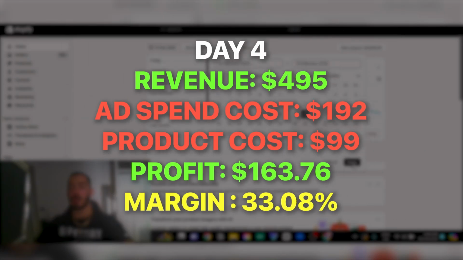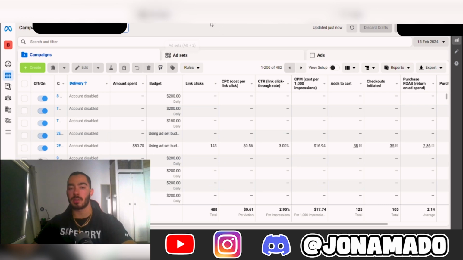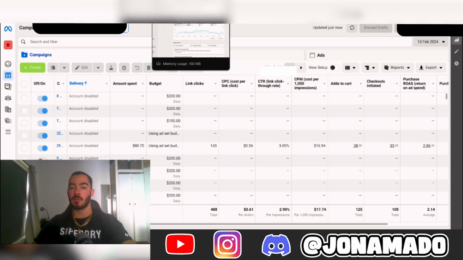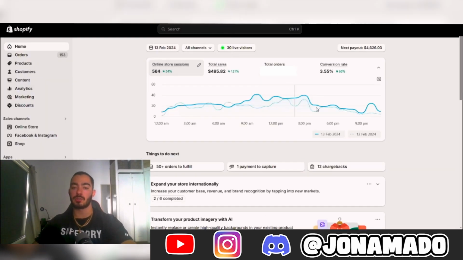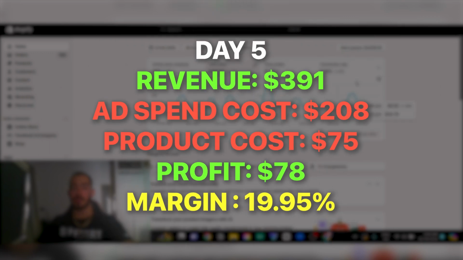So on the 3rd day, 495, and we spent 298. So that was a very profitable day. So me seeing this early on, I know straight away that it's time to scale. So the next day, 391.